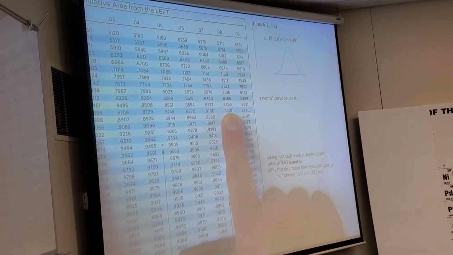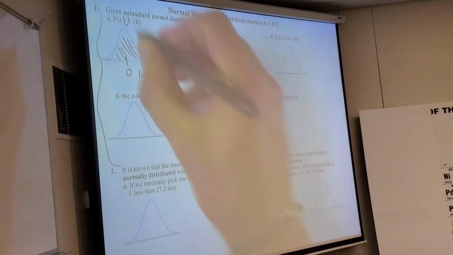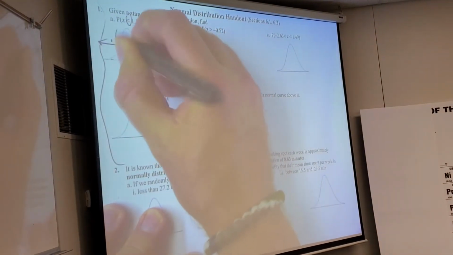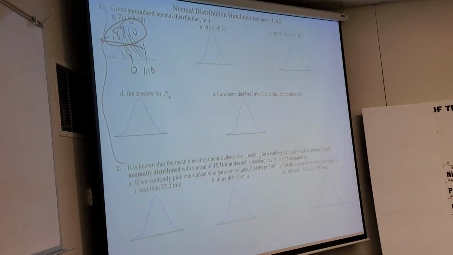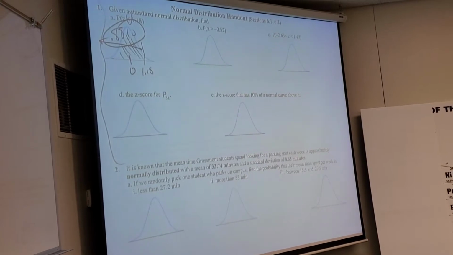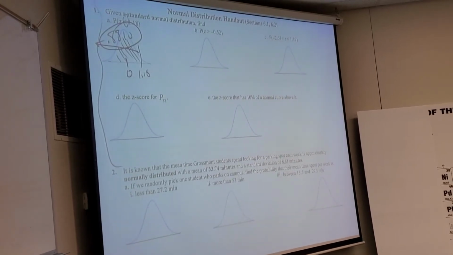I get 0.8810. Circle that. Yay. And it makes sense. 88%. It did look like there was going to be a decent chunk, at least on that level, it makes sense.